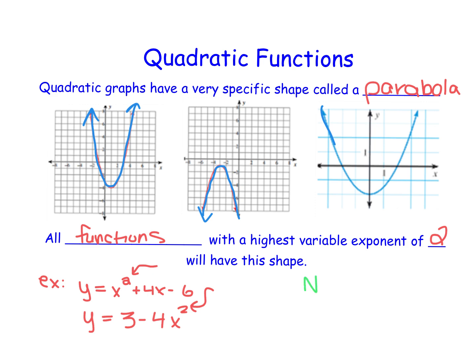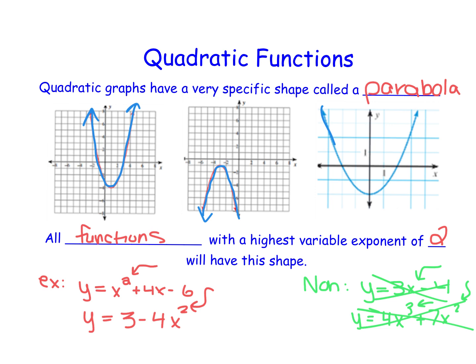Some non-examples, so you know what won't have this shape, would be something like y equals 3x minus 4. Notice we don't have a variable exponent of 2, so this would not produce a parabola. We also might see something like y equals 4x cubed plus 7x squared. Notice that there is an x squared here, but it's not the highest variable exponent. We have an x cubed, and as a result, that will not produce a parabola. So parabolas have a very specific function type, with the highest variable exponent being 2.